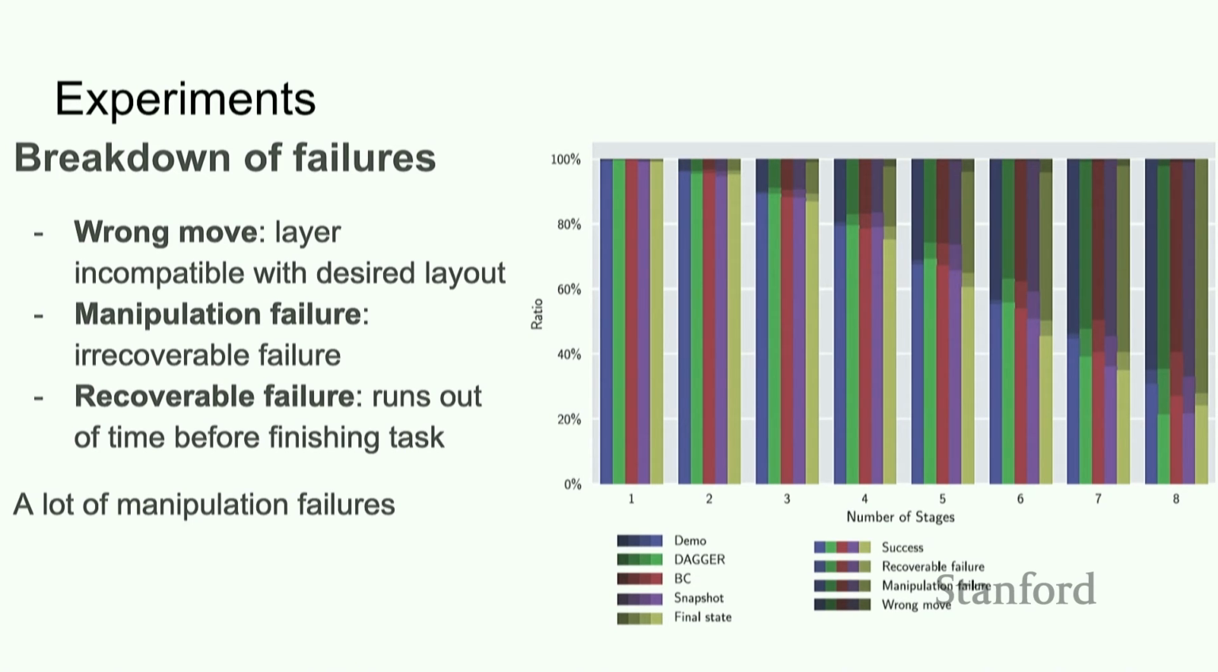You see there are actually not that many wrong moves. The plot is very hard to see, but the summary is there weren't that many wrong moves, except in the case when we conditioned on the final state. And a lot of them were manipulation failures, so they just need to manipulate the arm better.